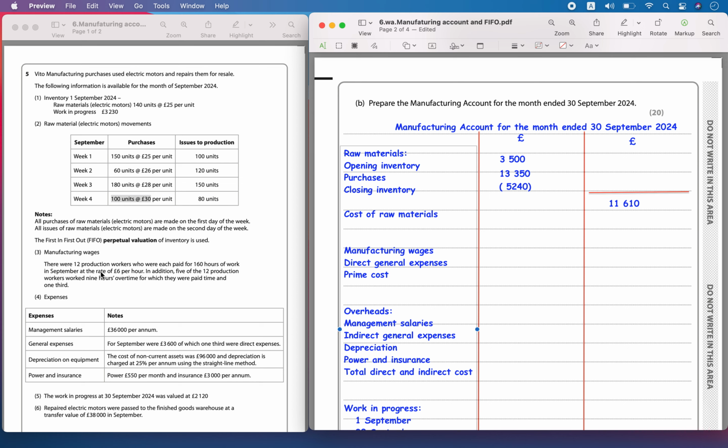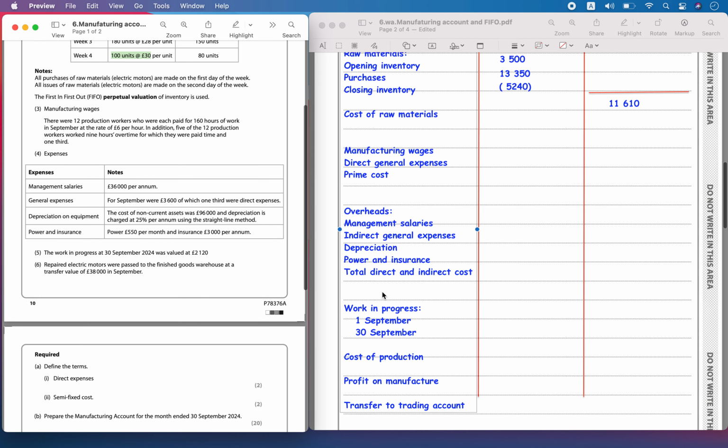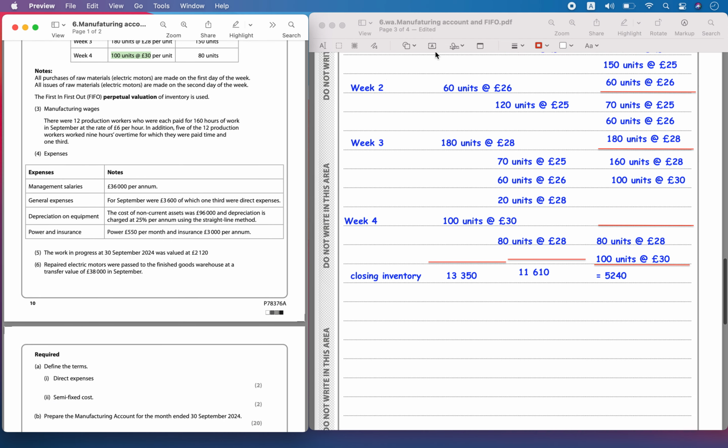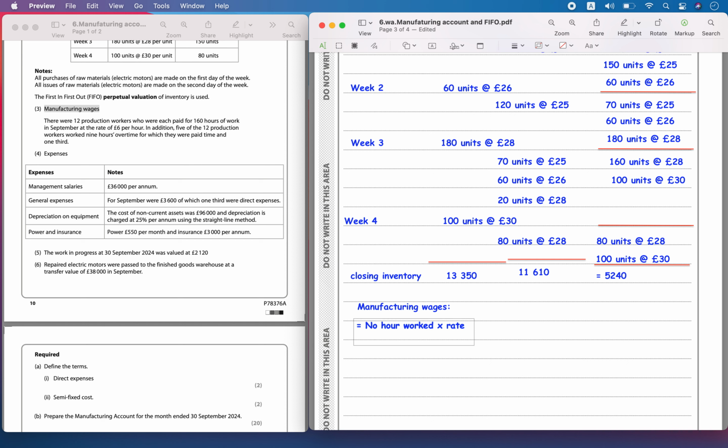Then you have the manufacturing wages. So the information for the wages is we have to calculate. They are saying there are 12 production workers. So let's calculate the wage cost. Wage cost is nothing but number of hours worked times the labor rate.